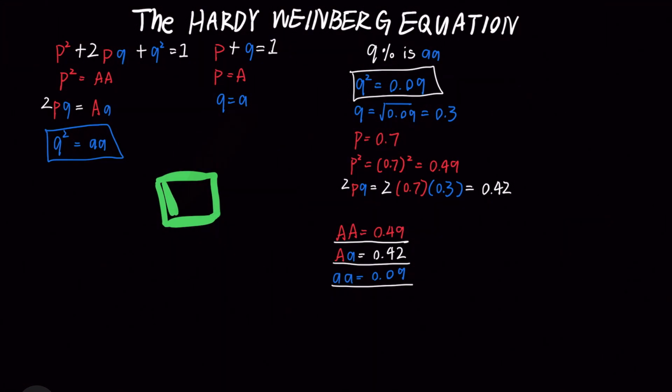So why should we even care about this? Well, scientists can use the Hardy Weinberg equation to measure evolution. If the real life frequencies don't match what the Hardy Weinberg equation predicts, then that means that at least one of the 5 conditions is being violated. So evolution is happening. It kind of serves as a detective tool for genetic change.